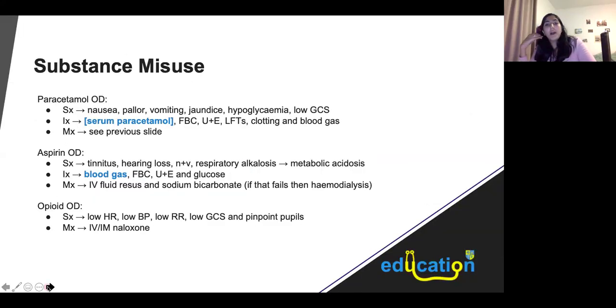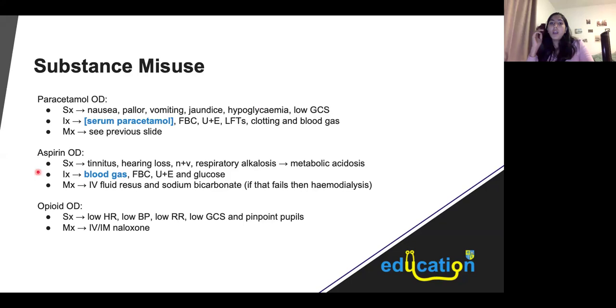And then just a little bit about how people present. Paracetamol overdose might just be your nausea, your vomiting. If it's a more late presentation, it could be jaundice, hypoglycemia, just really unwell, low GCS. Then you're going to maybe do a serum paracetamol level, but it depends, as we've said. You could also do your overall LFTs, U&Es, clotting, and take a blood gas.